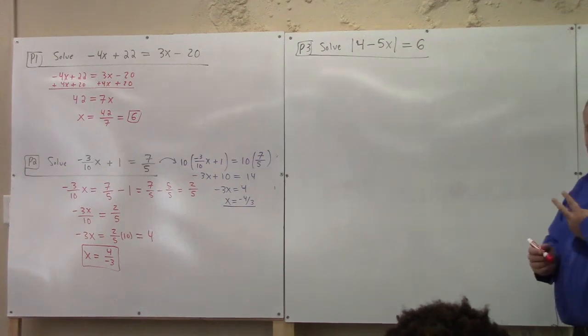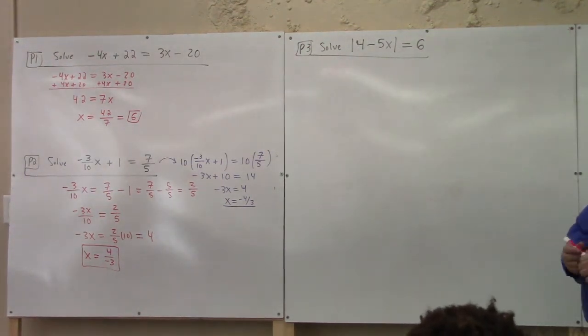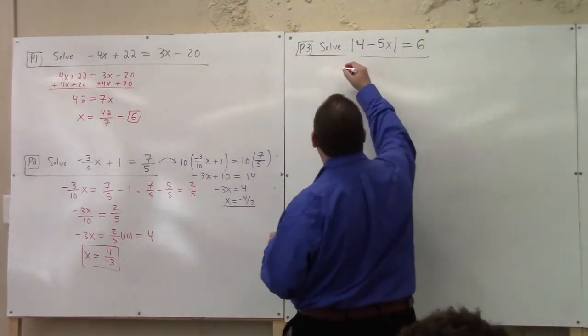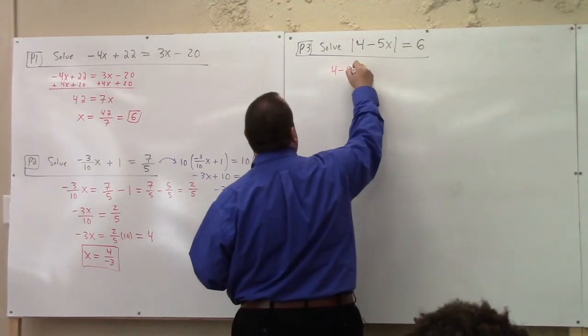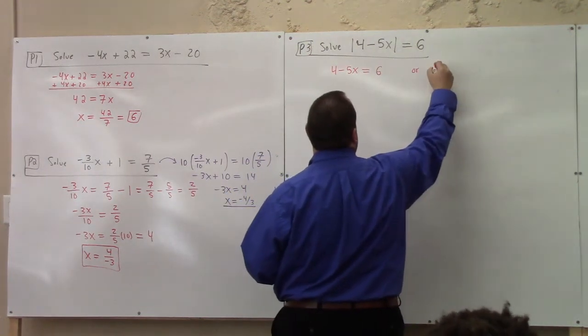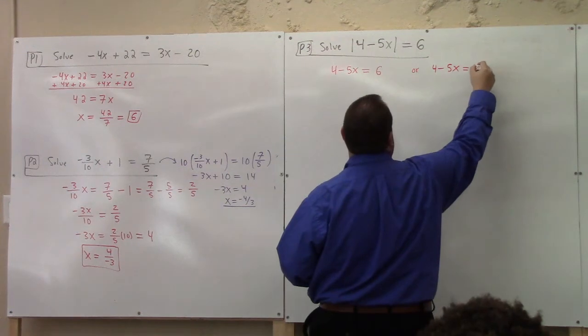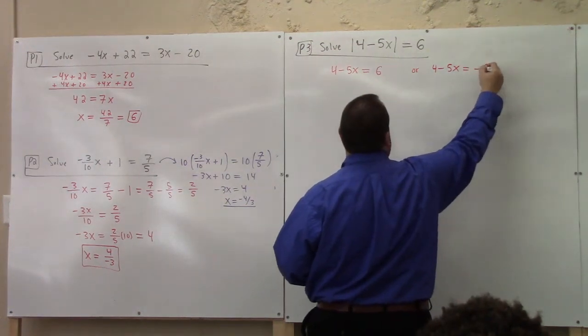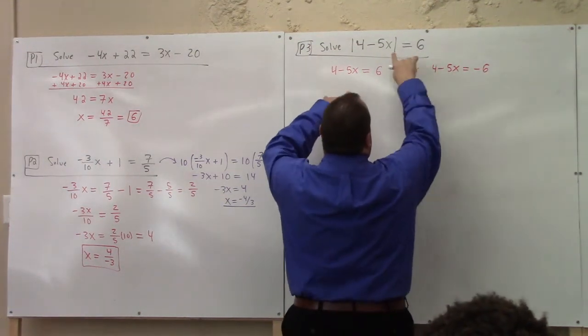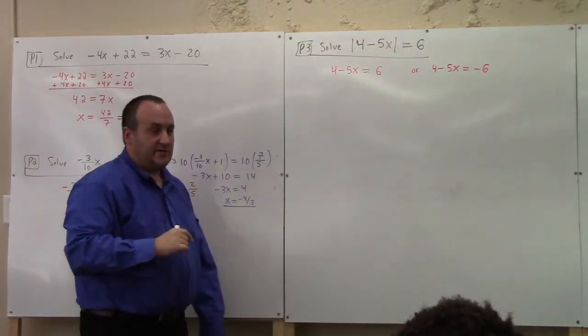What we need to solve, there are 2 problems to solve, right? Absolute value of 4 minus 5x equals 6, or what's the other? If that's equal to minus 6, either one of these choices gives you the absolute value of 4 minus 5x equal to 6. So there are going to be 2 solutions here.